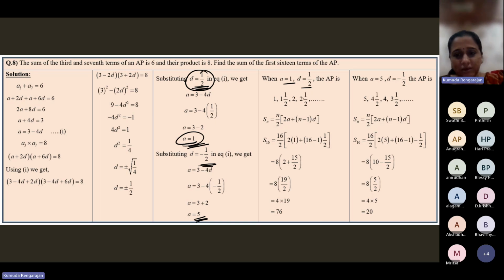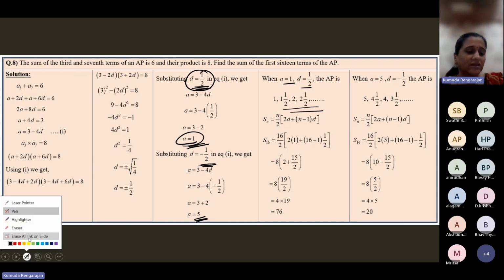Actually, you don't have to generate the AP. I have generated it, you don't have to. You can directly find S16. Because what is S16? N by 2, 16 by 2, of 2A. You know A is 1, so 2 into 1, plus (N minus 1), 16 minus 1, into D. D is 1 by 2. So you don't have to generate the AP.